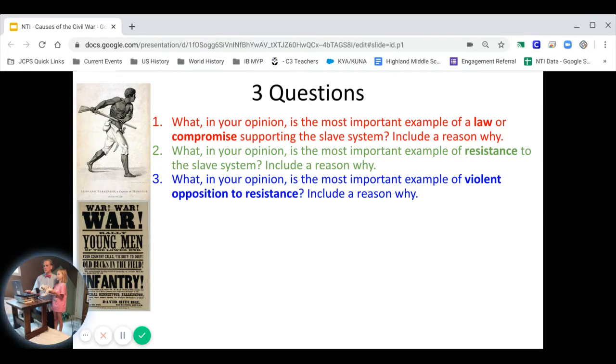So we're going to be looking at laws and compromises that helped expand and extend the slave system. We're going to look at ways in which people tried to resist that, and we're going to look at how they were met with violence.